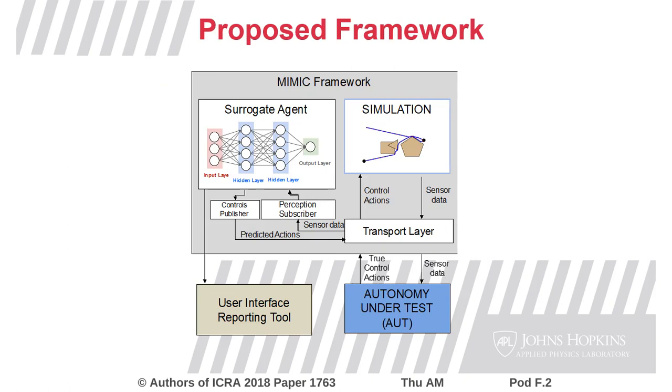In this setup, a surrogate agent will observe the autonomy under test executing inside of a simulation and will use behavioral cloning to replicate its control policy and decision-making process. Our objective is to use this surrogate agent to perform a large sweep of the testing space and find those critical test scenarios which should be run against the expert agent.